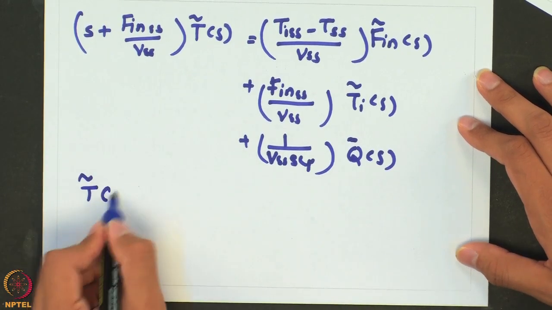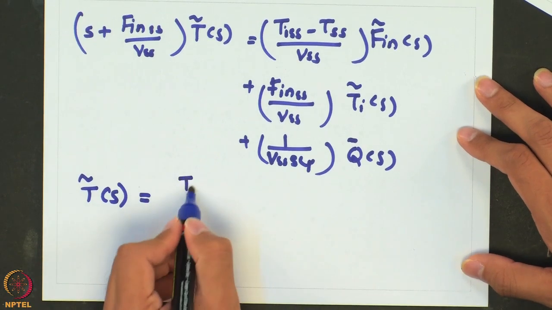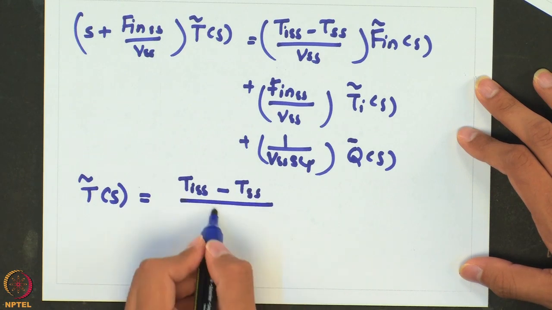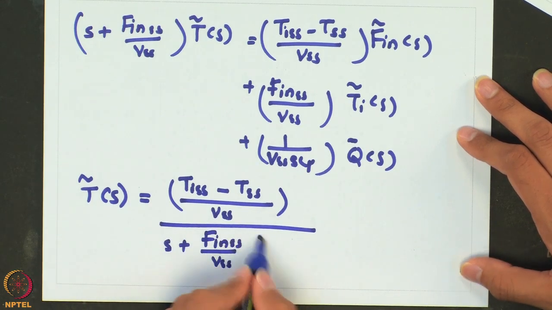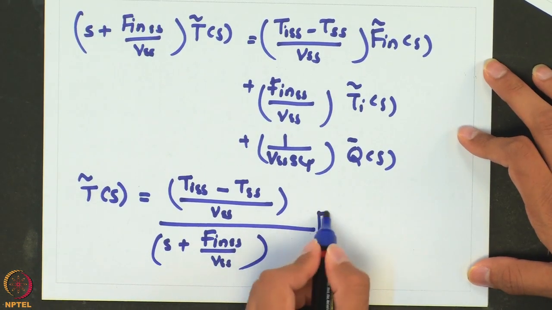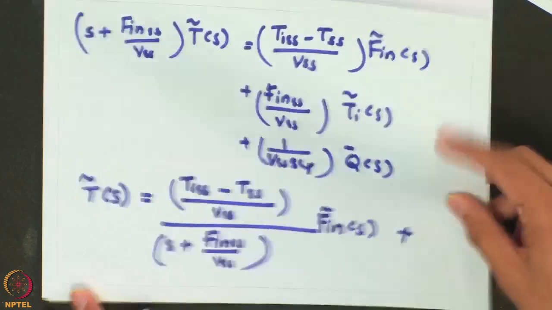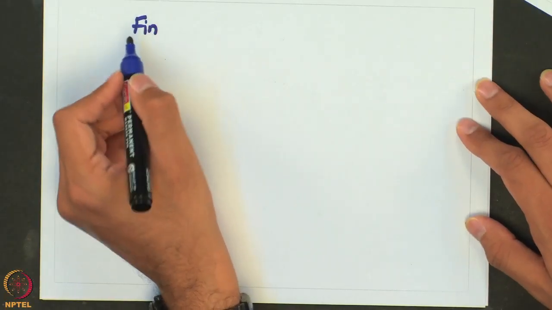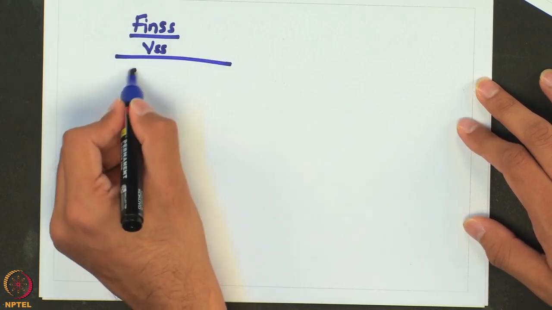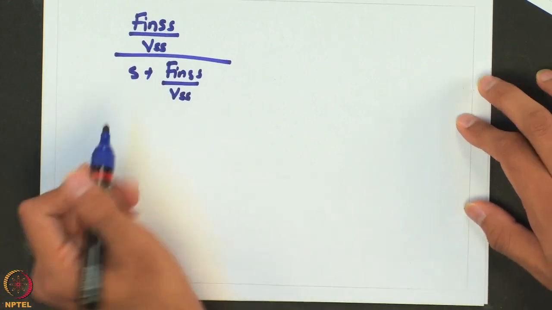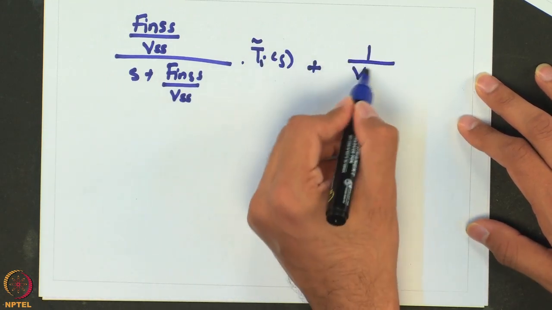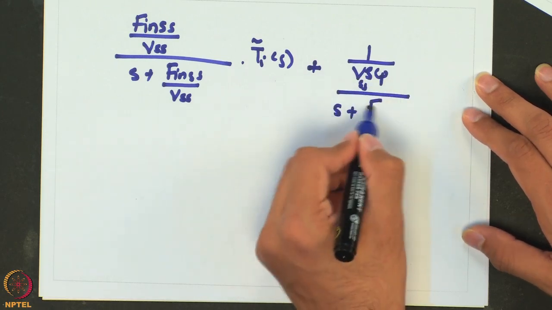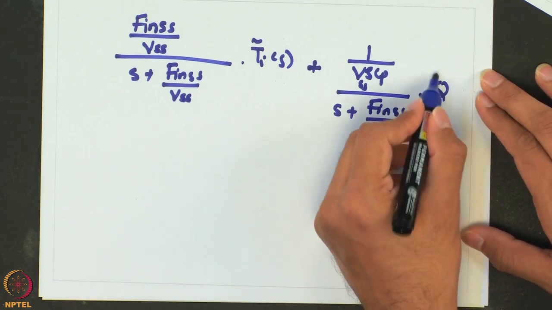And then we will rearrange this to get the final form of the Laplace transform for the output, which will be (T_i,ss minus T_ss) over V_ss, divided by s plus F_in,ss over V_ss. This multiplies F_in(s). Plus F_in,ss over V_ss over s plus F_in,ss over V_ss times T_i(s), plus 1 over V rho Cp over s plus F_in,ss over V_ss times Q(s).